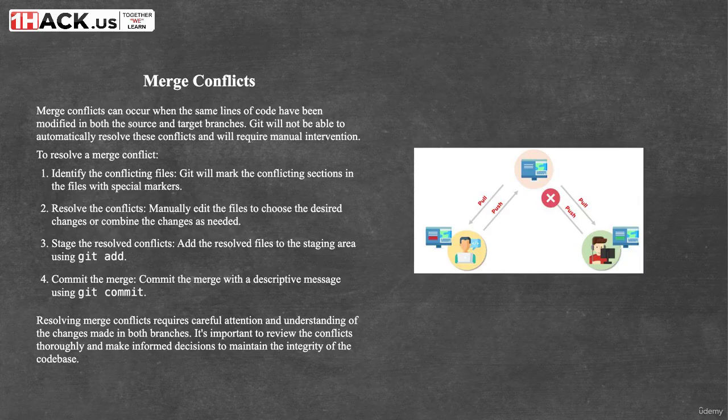This involves reviewing the changes made in both branches and deciding which version of the code to keep or how to combine the changes. After resolving the conflicts, you'll need to stage the resolved files using the git add command and then commit the merge using the git commit command.